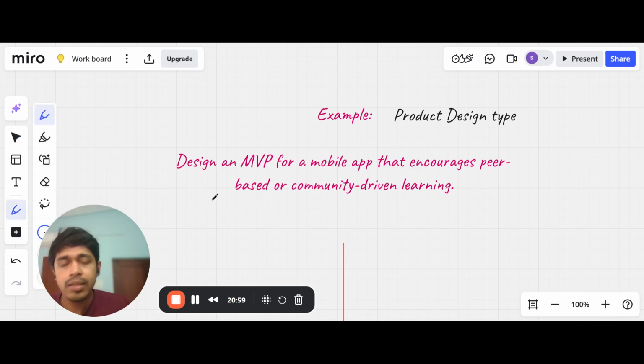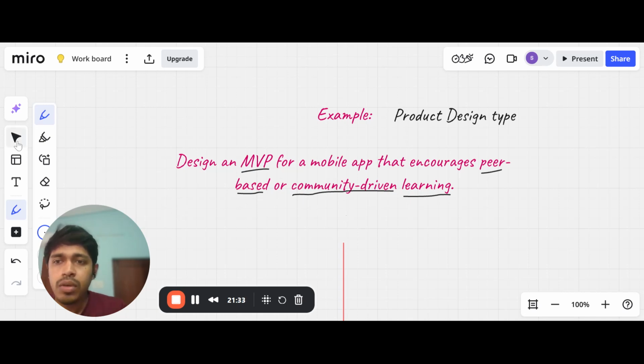So the first thing, as we usually should do, is look at the keywords. One thing is design, another thing is MVP, and for a mobile app, it's fine. And another thing is peer-based and community-driven learning. Let's take some 2 seconds to look at these keywords again. Okay.